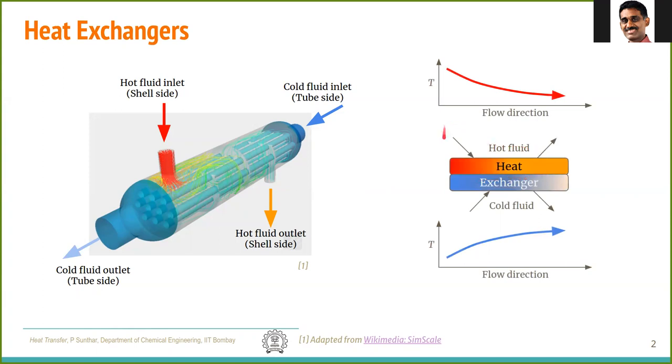In general, a heat exchanger can be thought of as a hot liquid coming in and exchanging heat with a cold liquid and going out. Similarly, cold liquid comes in and goes out. The temperature of the hot liquid, by virtue of its higher temperature, always decreases in the direction of the flow, and vice versa for the cold fluid. The cold fluid's temperature always increases along the flow direction.